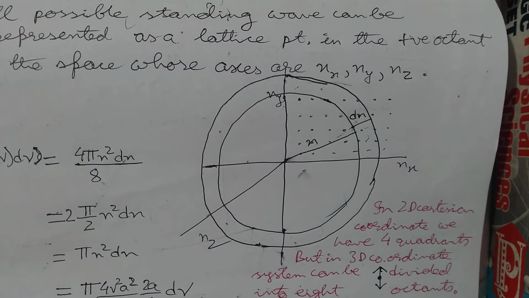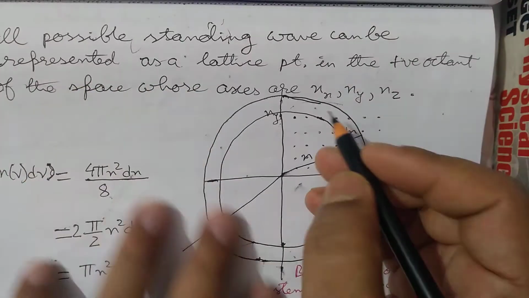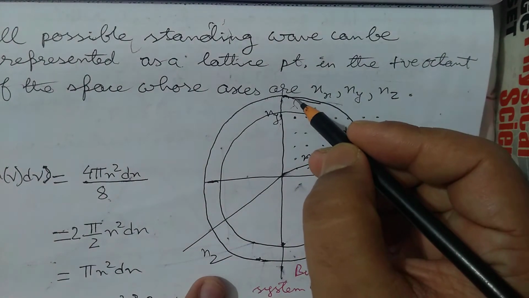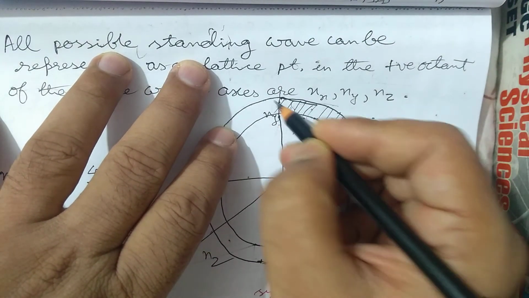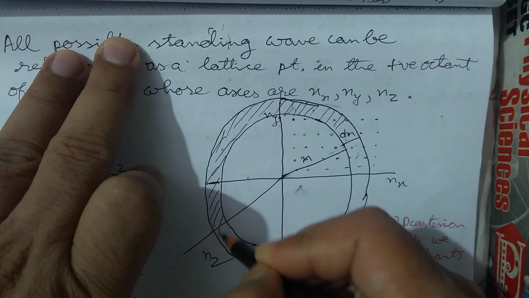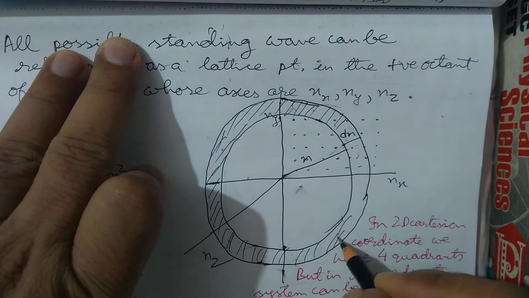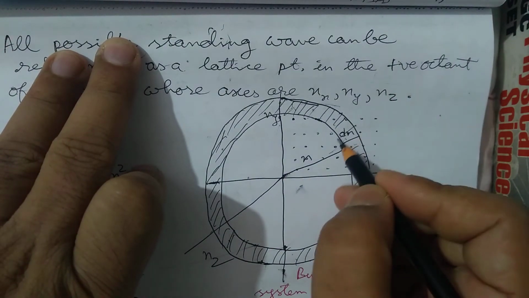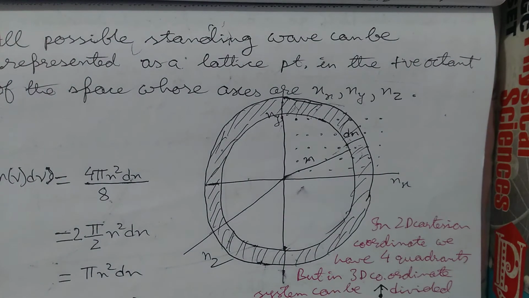N(nu) d nu is the number of oscillators lying within the frequency range nu and nu plus d nu. What will that be? That will be the volume of this space. So you have to find out the volume of this region.